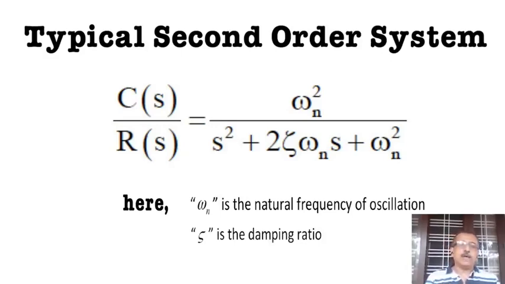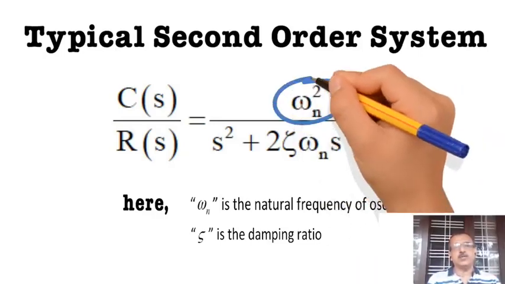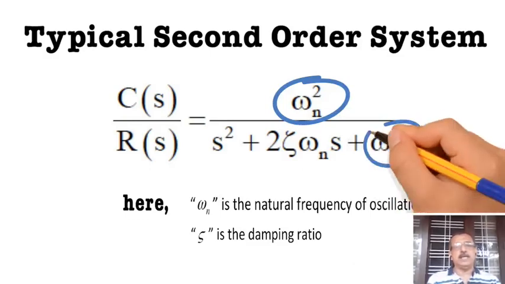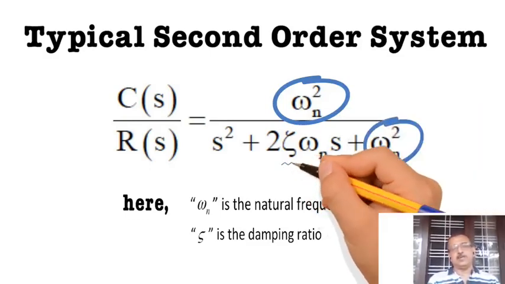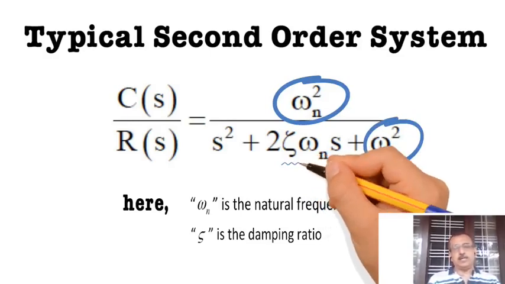Here, omega n is called the natural frequency of oscillation. So here you see omega n, and you note that here also it is omega n square, here also it is omega n square. And then there is this theta. Theta is called the damping ratio. Both of them are important.